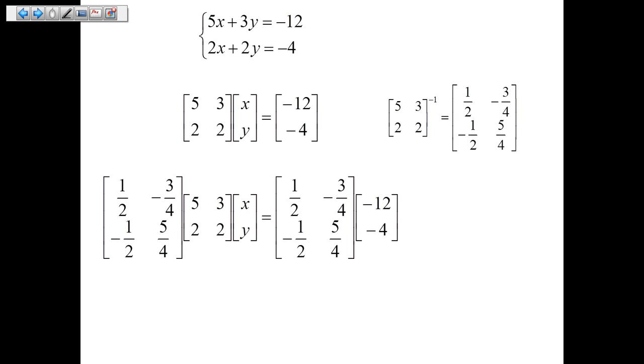Spend your time doing the multiplication on the right side of the equation. Take the 1/2 times negative 12 plus negative 3/4 times 4. Then negative 1/2 times 12 plus 5/4 times the negative 4. Again, on the left side, you just have the identity matrix. Don't spend your time there. Spend your time multiplying on the other side, and we get negative 3, 1. Now we can literally just read off our answers. The x is on top, the y is on bottom. So in this case, the solution to the system of equations is negative 3, 1.